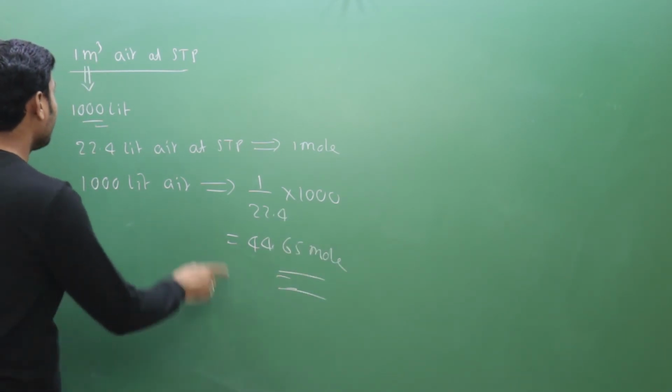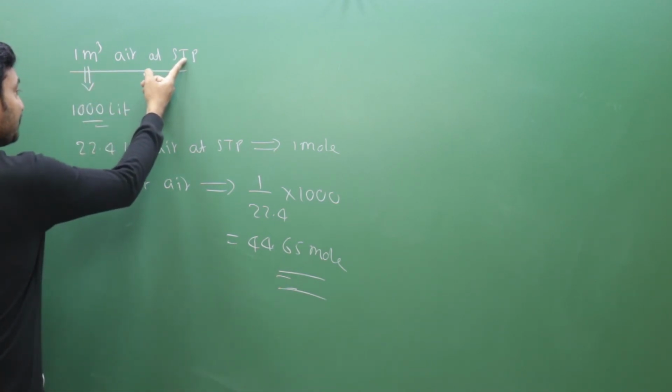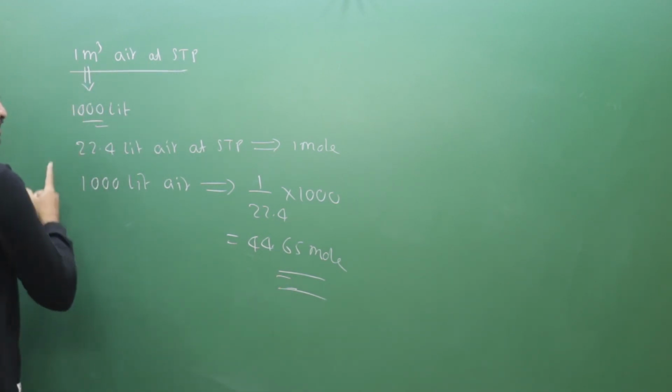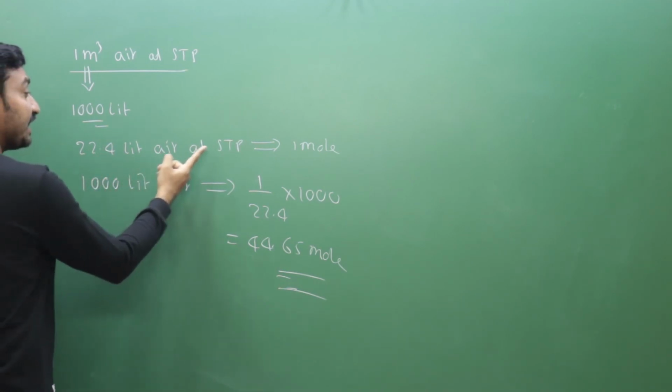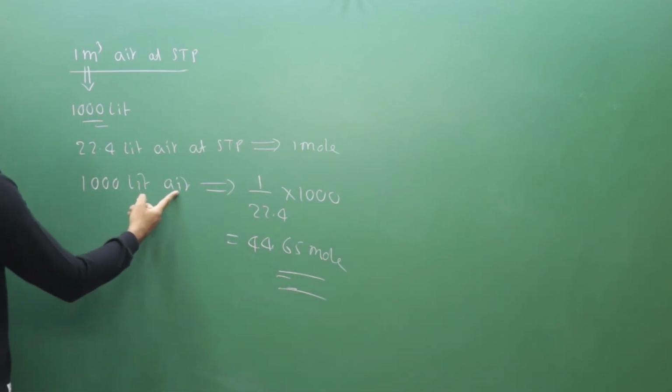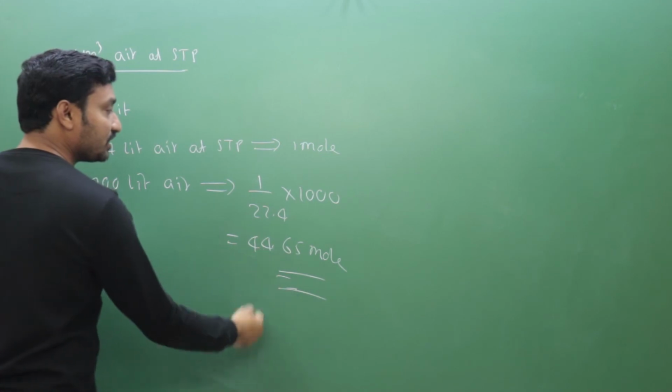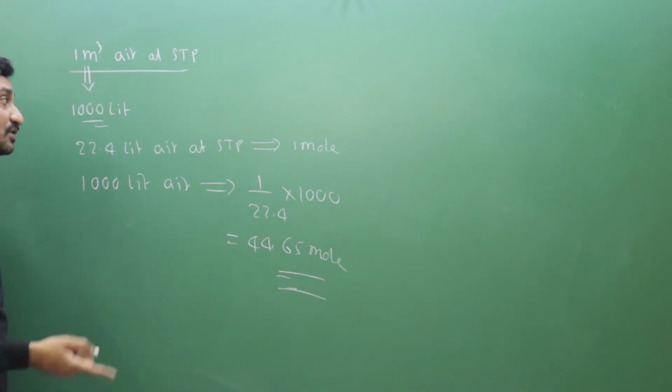Got it? 1 meter cube of air at STP. 1 meter cube is nothing but 1000 liters. We know 22.4 liters of air at STP is 1 mole. So 1000 liters of air, 1000 by 22.4, is equal to 44.6 mole. And so option 2 is the right answer.